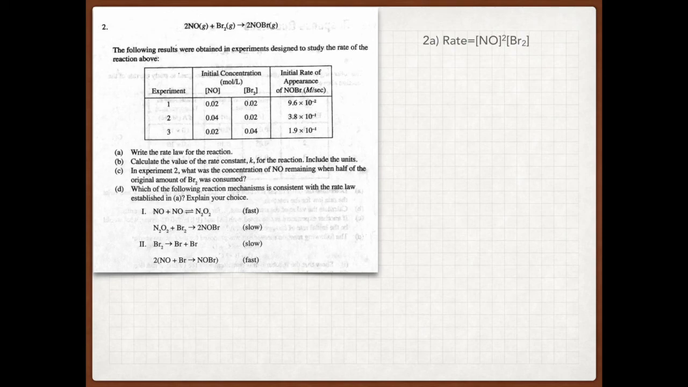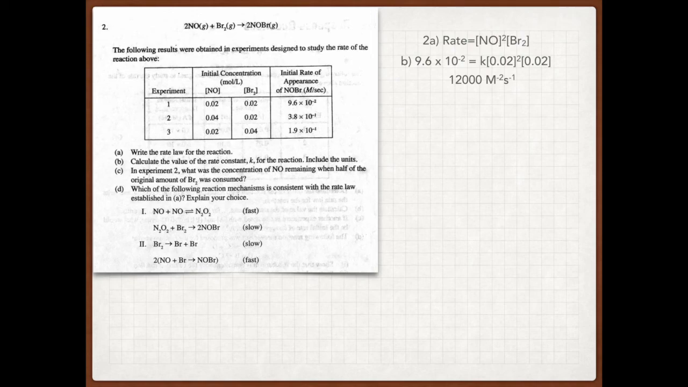Then it says calculate the value of your rate constant, include units. So keep in mind you get 1 point for calculating the correct rate constant, 1 point for units. So I'm going to plug in. What I did was I just used experiment 1. So I plugged in my rate. Then I said that equals K times my concentration of NO, which is 0.02 squared, times 0.02. And what I got for my K was 12,000.